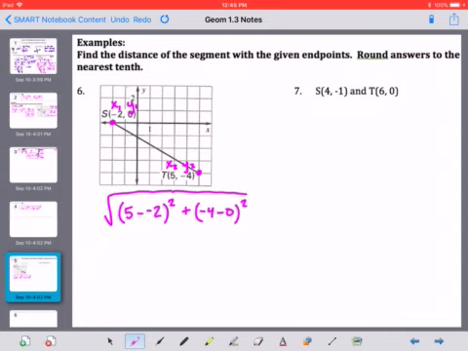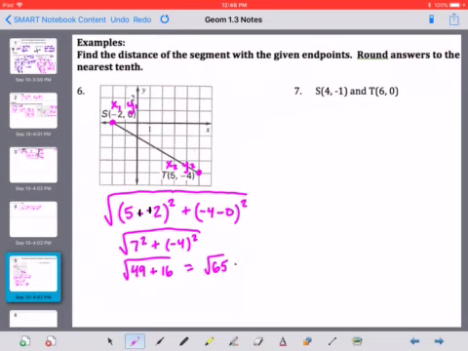All right. So 5 minus -2 is actually 5 plus 2, which is 7 squared. -4 minus 0 is -4 squared. And then we take the square root of that. So we've got 49 plus -4 squared, which is -4 times -4, which is positive 16. And we end up with the square root of 65, which is about 8.1.